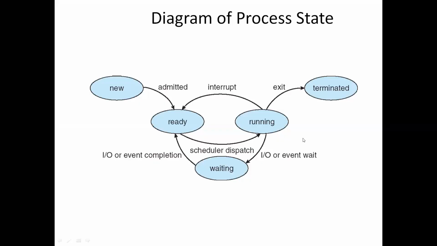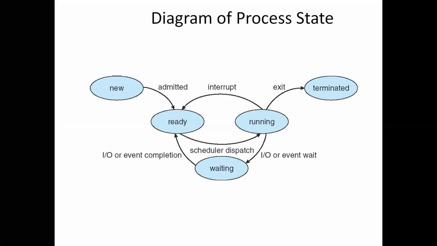Once the IO request is completed, once the waiting time is completed and it gets the event it was waiting for, the process will transfer from the waiting state to the ready state. Once it goes back to the ready state, again it will be waiting for a processor to be assigned to execute the process. A ready state process is waiting to be assigned to a processor.